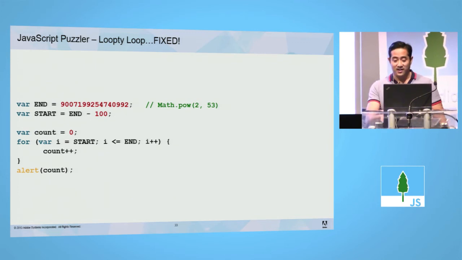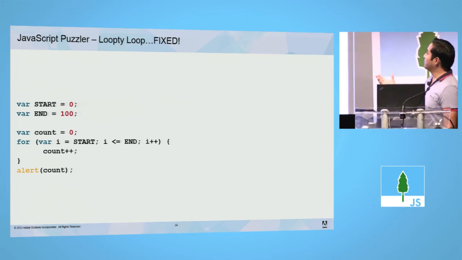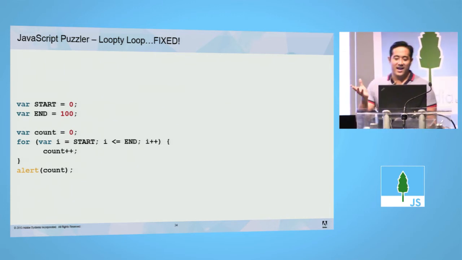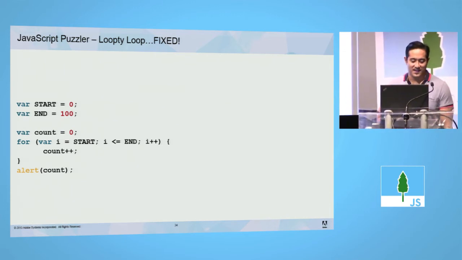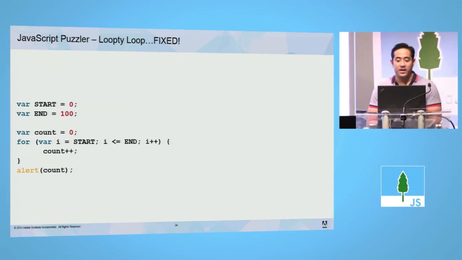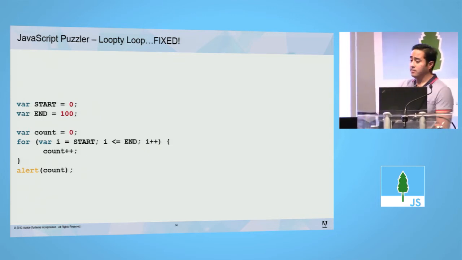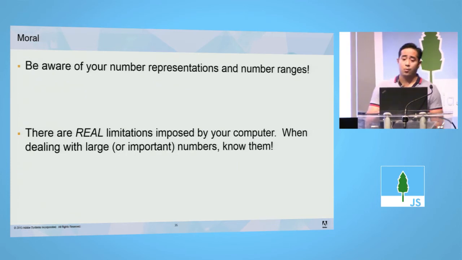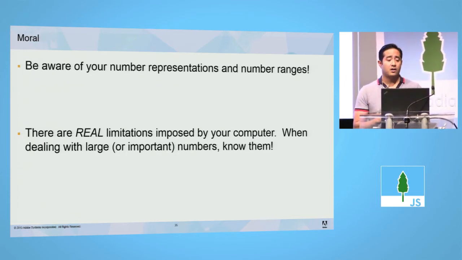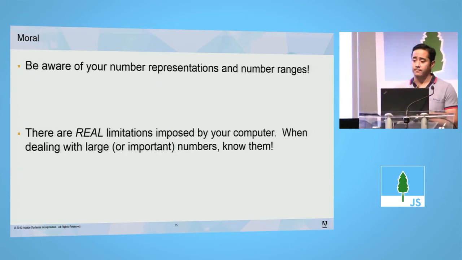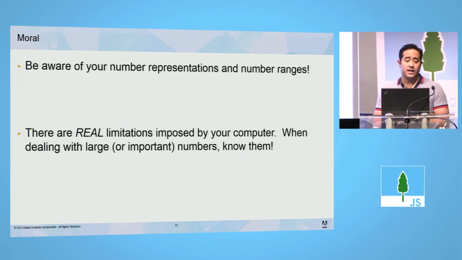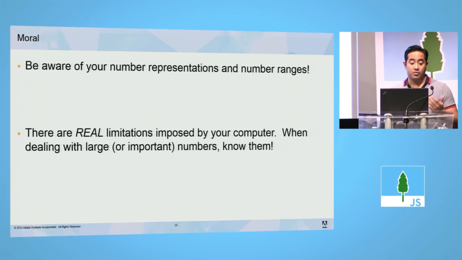So how do we fix it? Well, let's not use 2 to the 53 as any type of range for our loops. A bit of a contrived example, but just to illustrate the point. So the moral: be aware of your number representations. If you're working with anything big or anything important, if you're working on cryptography, you're factoring large primes, anything like that, be aware of your number representations because they impose real limitations on your program, on your application.